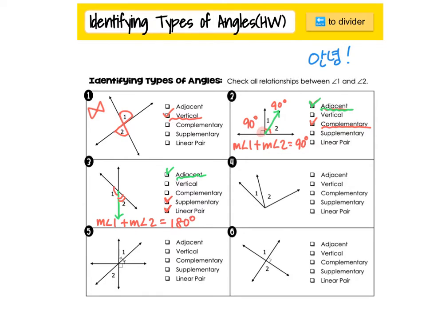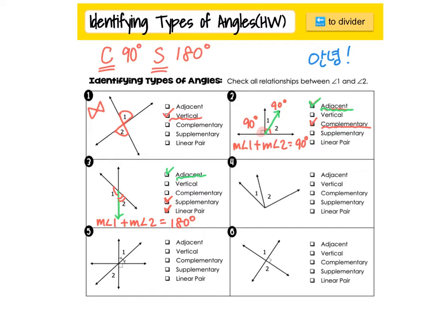I have a little tip for how to remember complementary and supplementary easily. Alphabetically, C comes first, then S, right? So complementary angles are 90 degrees and supplementary angles are 180 degrees. So 90 is a smaller number than 180, and C comes first, then S. So I think this will make it easy to remember.